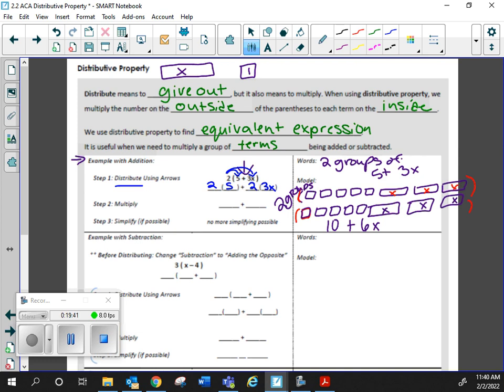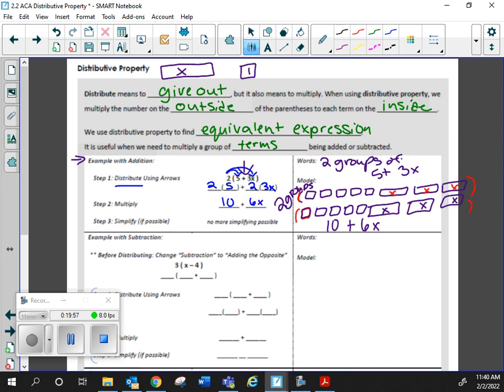I see people without pencils. Okay, and now let's actually multiply. Class, 2 times 5 is? And 2 times 3x would give me 6x.